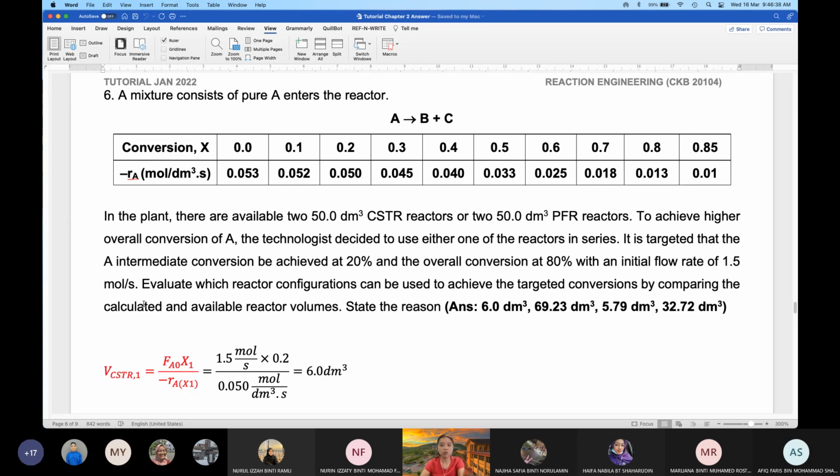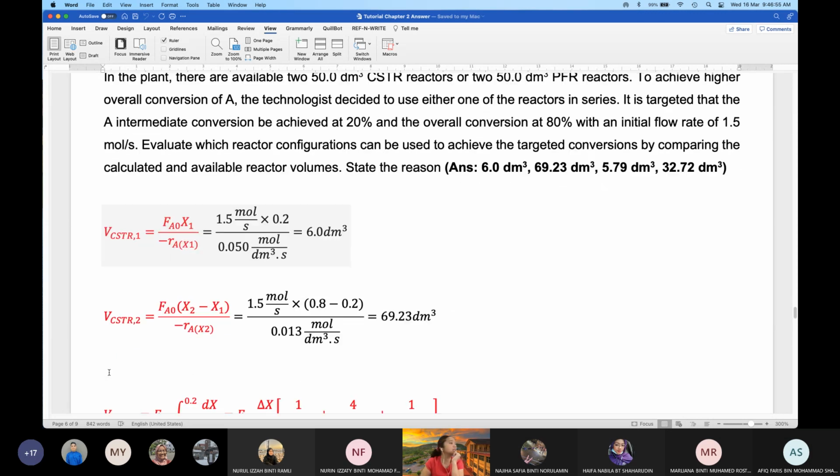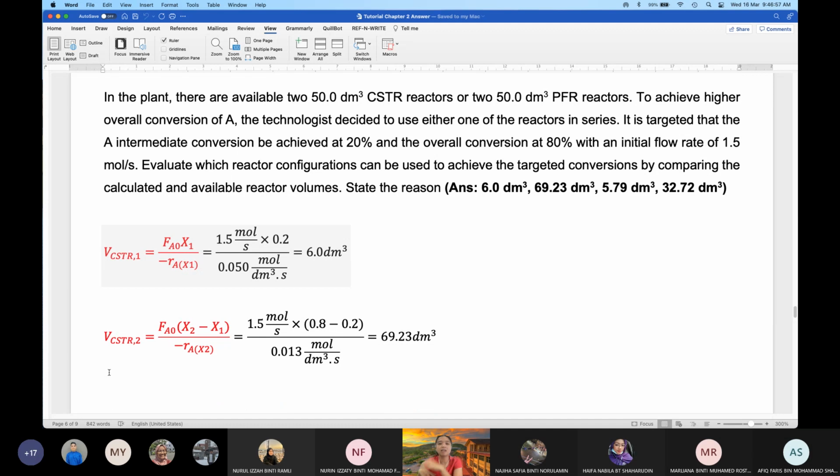So what do we do? We first calculate the volumes of CSTR1 and CSTR2, and compare with the available reactors in the plant. Then we calculate PFR1 and PFR2, and compare again with the available PFR volumes in the plant. Okay, so we always start first with the CSTR. CSTR is the easiest calculation. Okay, so now we calculate.